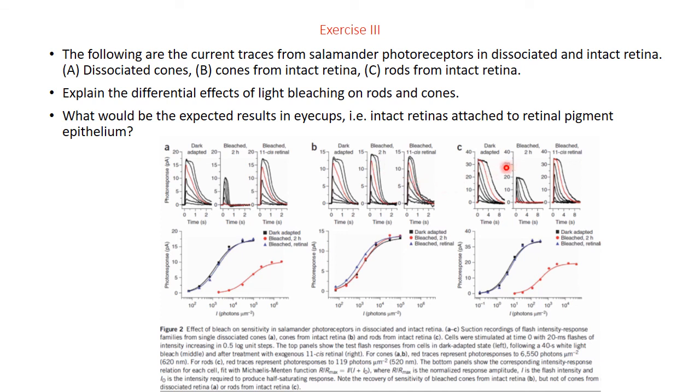Now, rods from intact retina, on the other hand, exhibit photoresponses that can be bleached quite easily with light. So, in this case, explain the differential effects of light bleaching on rods and cones, and what would we expect to result in eye cups. Eye cups is a preparation with intact retinas attached to the retinal pigment epithelium.